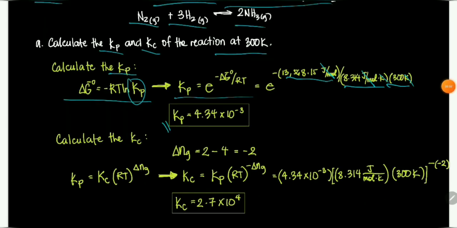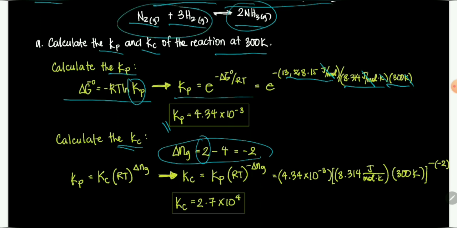Okay? Next, we will calculate the Kc of the reaction. So bago natin i-calculate yung Kc, calculate muna natin yung delta Ng. So the delta Ng is equal to the number of moles of gases or gas molecules in the product, which is 2, minus number of gases in the reactant side. So that's 3 plus 1, that's 4. So 3 moles of hydrogen plus 1 mole of nitrogen, 4 moles of gases in the reactant side. So that's 2 minus 4, negative 2 for the delta Ng.